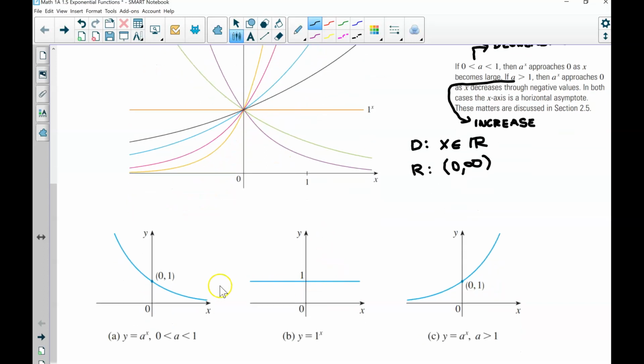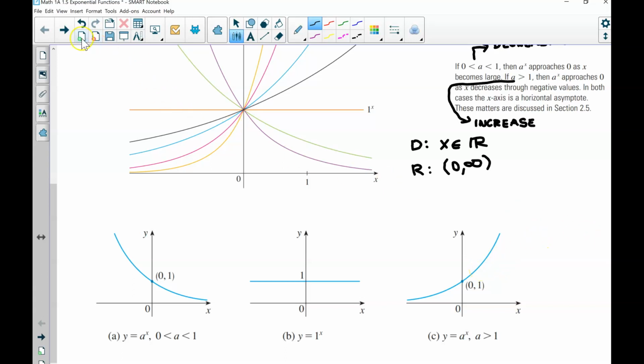Okay, so if you look at figure A, you can see here that it's a decreasing function because a is in between 0 and 1, meaning that it's a fraction or a decimal. Over here, when the value is 1, then it's a horizontal line. And then over here, when a is greater than 1, you can see how it is increasing.